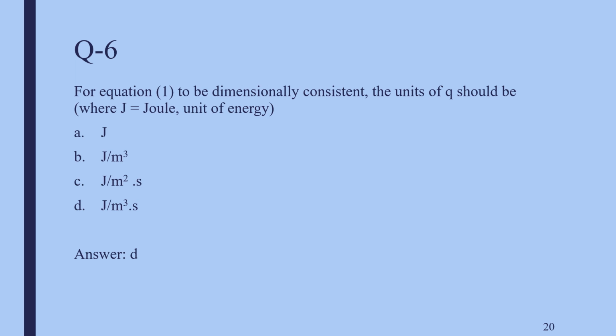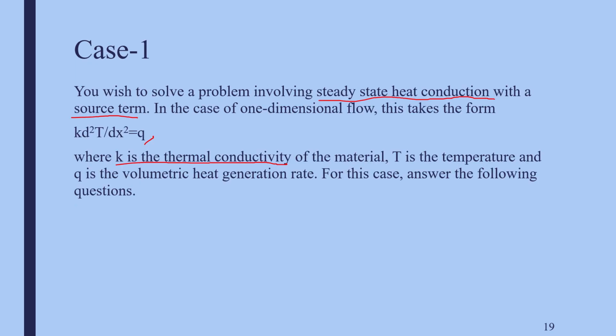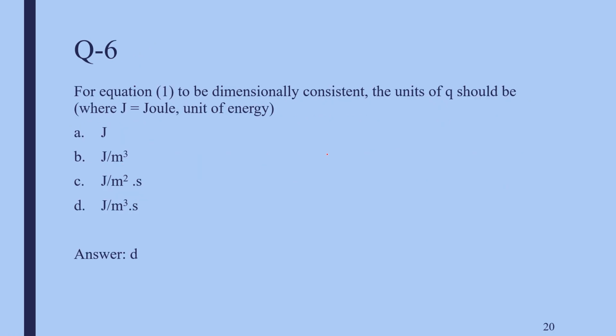Here J is joules, a unit of energy. Before that, if we see the equation, Q is equal to k d square T by dx square, and Q is the volumetric heat generation rate. So if it is a heat generation rate, what unit would it have? It would have joules per second, or watts.